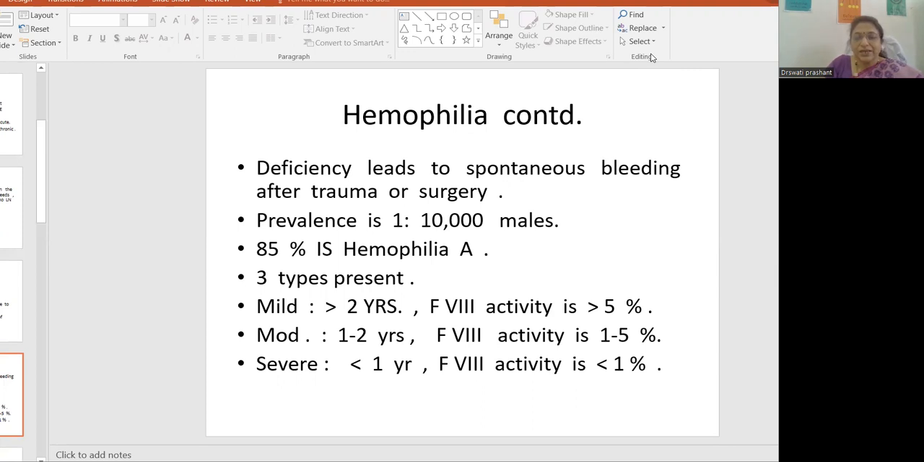Three varieties of hemophilia are present according to the grades: mild, moderate, and severe. In the mild variety, usually the child presents first after 2 years of age, and factor VIII activity is more than 5%. Moderate hemophilia is when the patient presents below the age of 2 years, and factor VIII activity is between 1 to 5%, while the severe one presents in the first year of life, in which the factor activity is less than 1%.